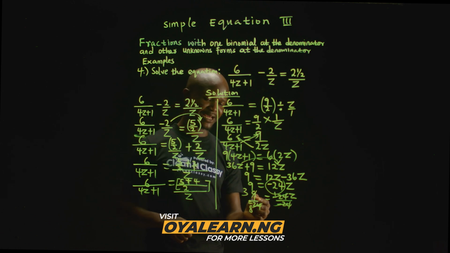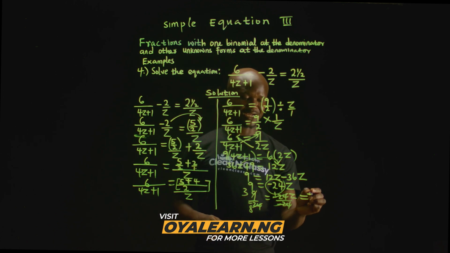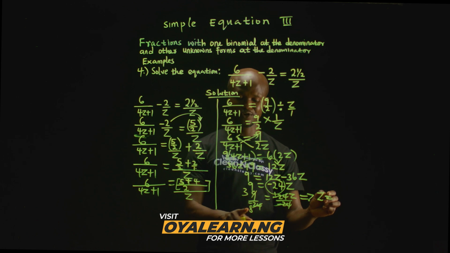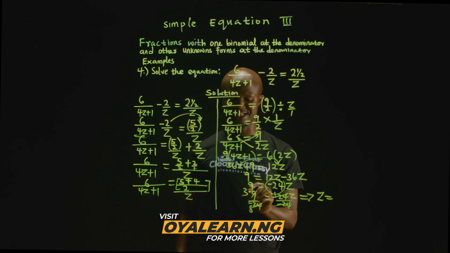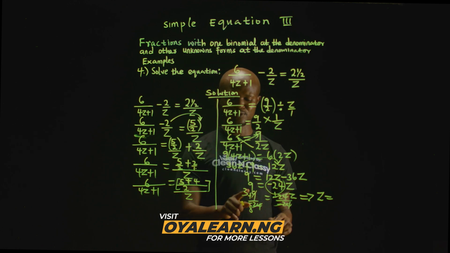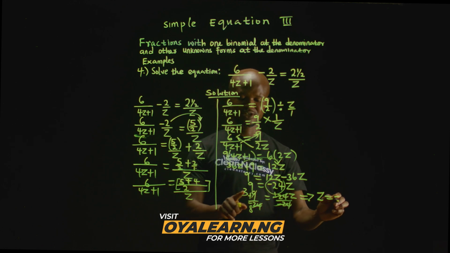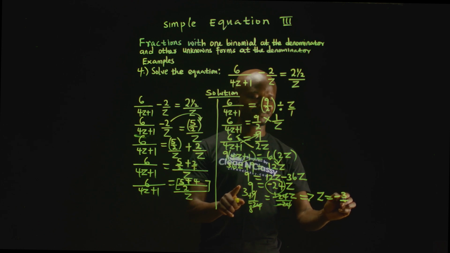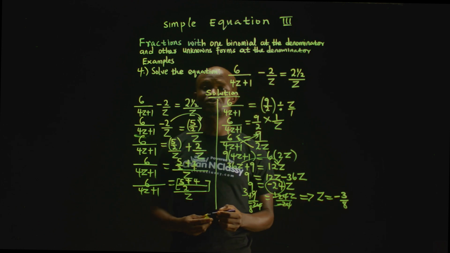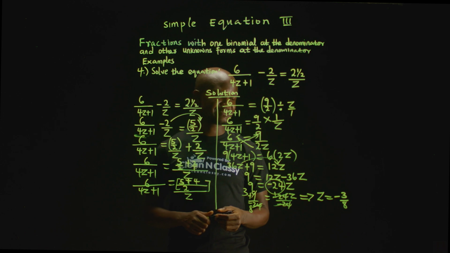So it means that here, we can now have z. This implies that we have z equals what? Don't forget, there is a minus at the denominator. So plus divided by minus is minus. So we now have minus 3 divided by 8. So the solution to this problem is z equals minus 3 divided by 8.